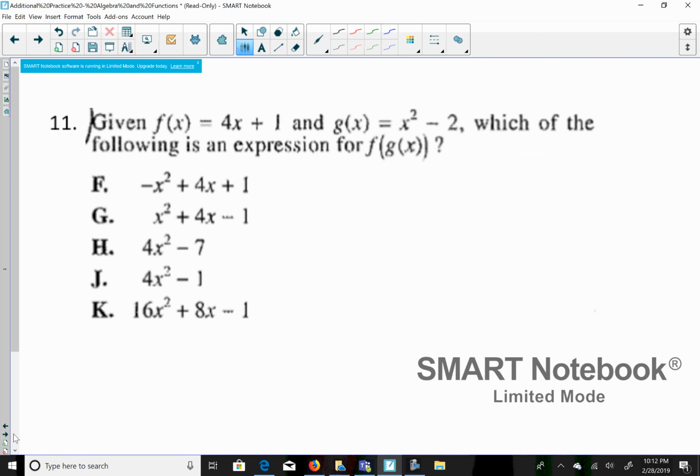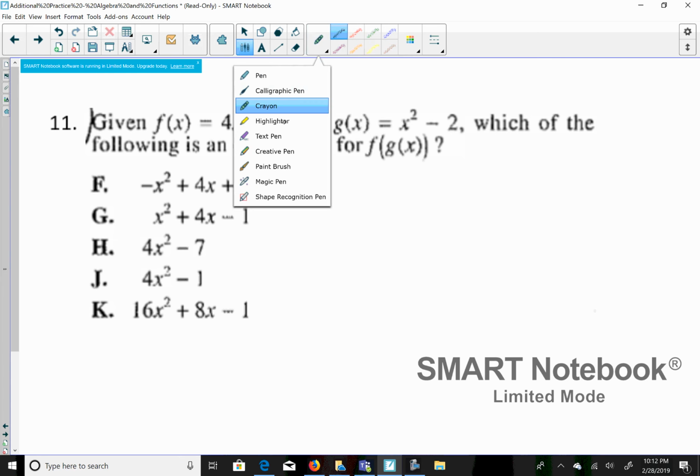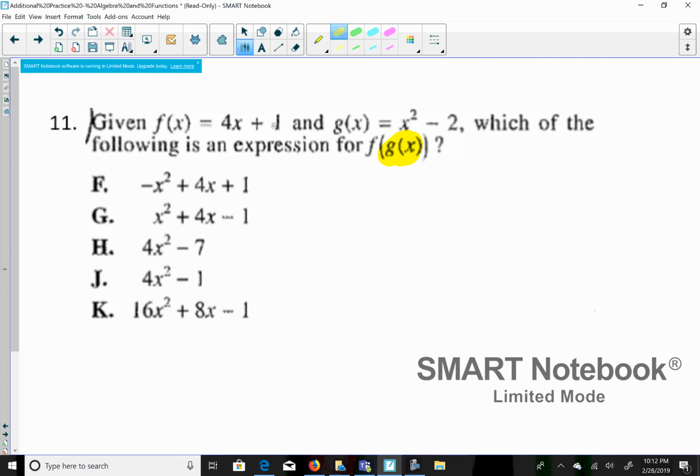Number 11. Given that f of x is equal to 4x plus 1 and g of x is equal to x squared minus 2, which of the following is an expression for f of g of x? So, seeing which one is inside, g of x is what's inside. So this is my g of x.